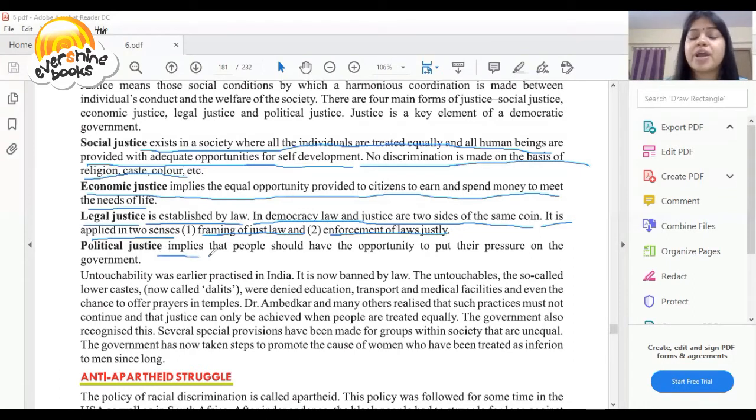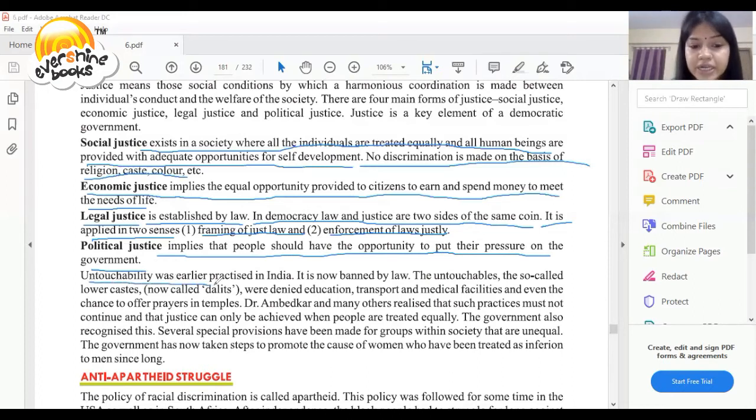Political justice implies that people should have the opportunity to put their pressure on the government. Kisi ke paas bhi opportunity hoti hai ki wo government mein kisi bhi tarike ka pressure create kar paaye.